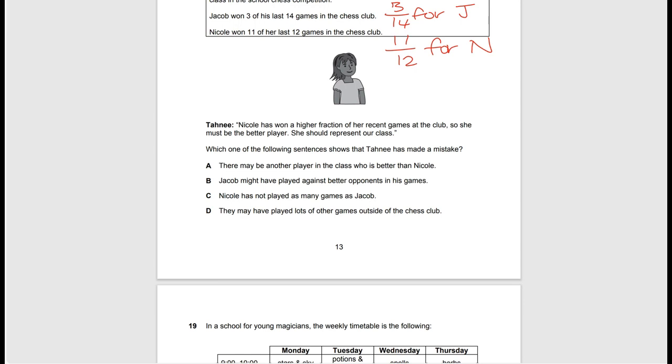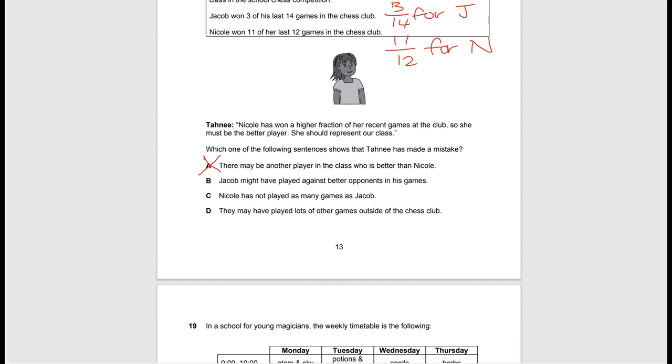Let's take a look here. Which one of the following sentences shows that Tani has made a mistake? A says, there may be another player in the class who is better than Nicole. That is true, but if we read the box, it's always true, and the box says they must either choose Jacob or Nicole. So A is not going to be a good answer because we have to pick someone from Jacob and Nicole. So even though there may be another player in the class who is better than Nicole, we need to talk about Nicole.